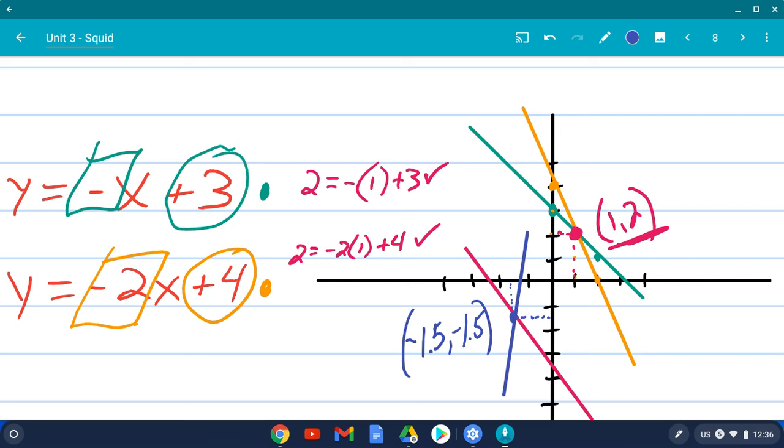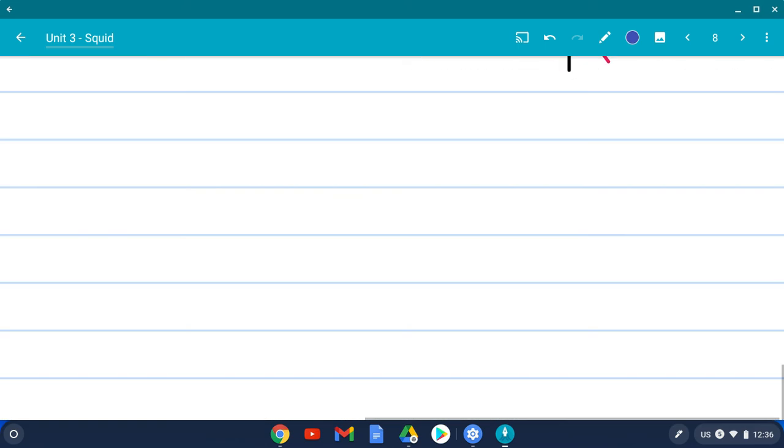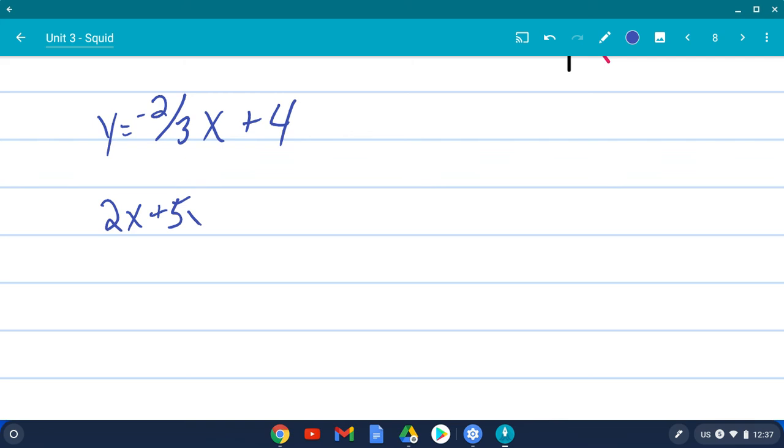But using technology, and that's what I want to show you here, is how to use technology. I'm only going to show you this once, so you might want to pay close attention. I'm going to give you some crazy equations. Let's go y equals -2/3 x plus 4. You would have no problem with that. But how about this one? 2x plus 5y equals 1. That one would be hard to graph, I'm just telling you.